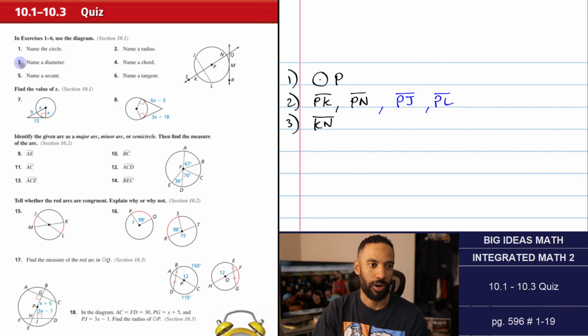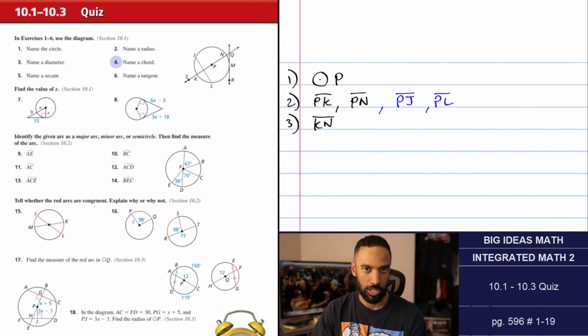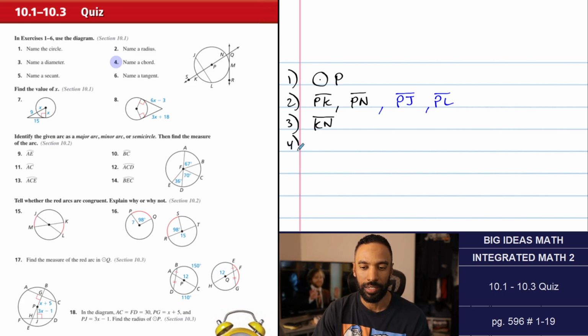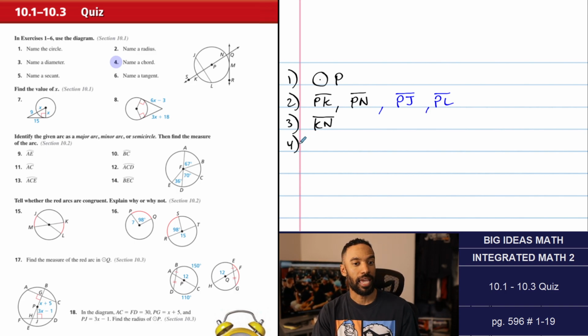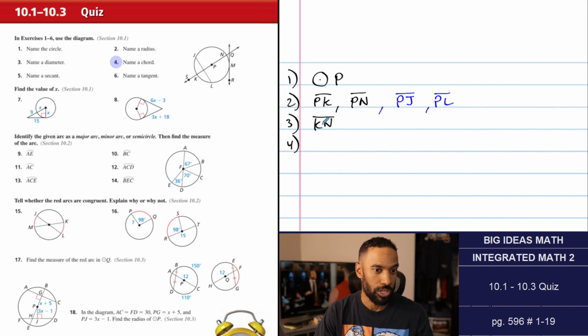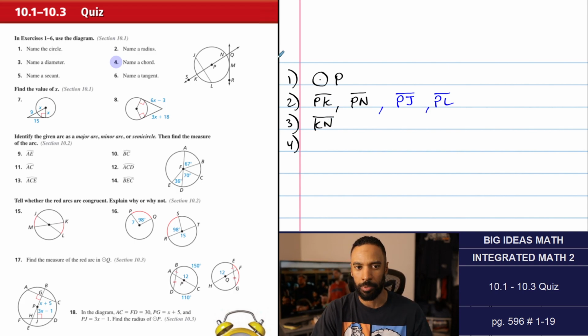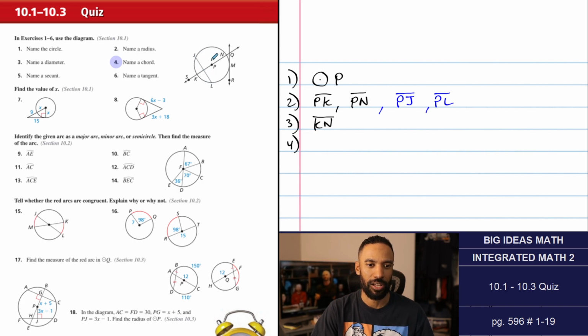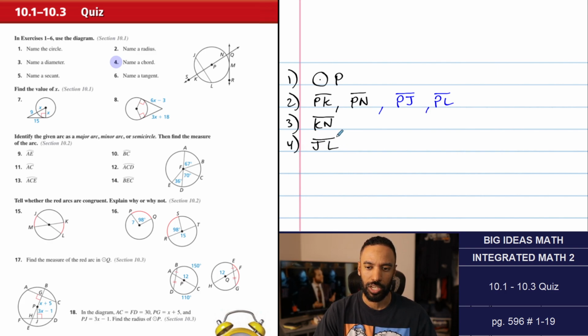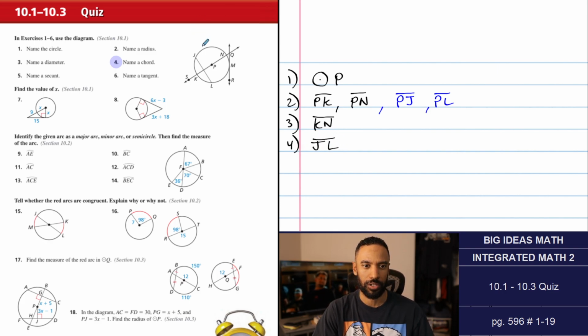Number 4, name a chord. Chords are any segments drawn in your circle from one point on the circle to another. The diameter being the longest chord, so I could use KN again as an answer. But a unique chord that's not a diameter that you can see here is from J to L. From J to L, and I'm not going to name other ones, segment JL is a chord. It goes from one point on the circle to the other. KN would be one, however, I'll keep it with diameter.